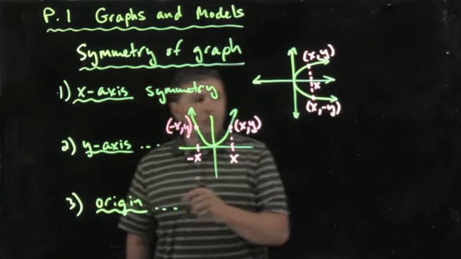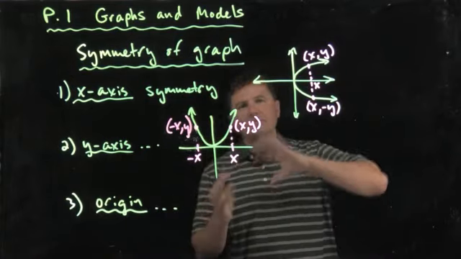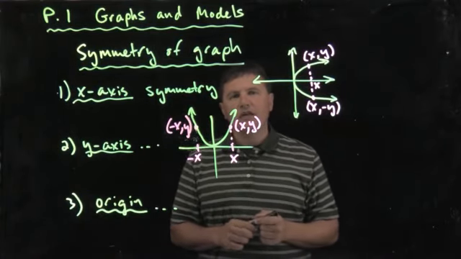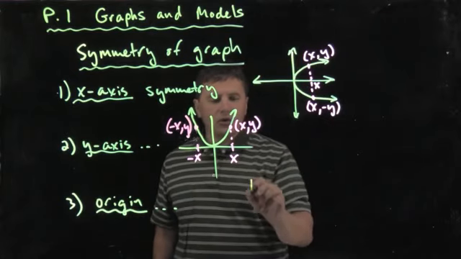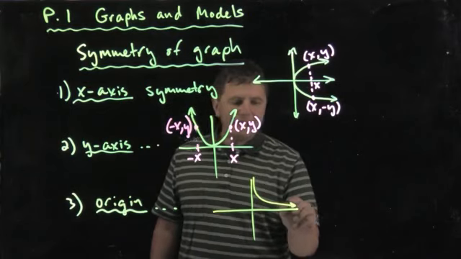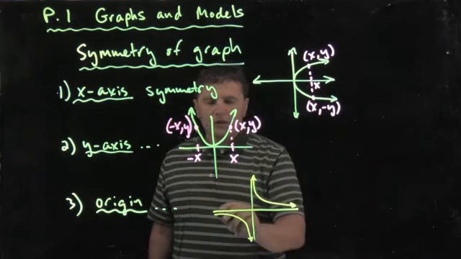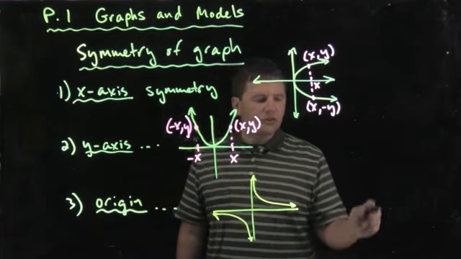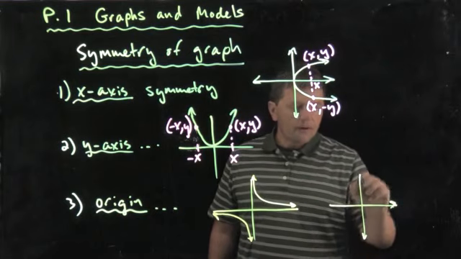All right, origin is the one that throws people off the most. Origin is like a diagonal symmetry, so if you think of sort of your standard cubic, 1 over x type thing, this would be symmetric to the origin. So let me just do a couple of examples here because this is the one that seems to throw people off the most.